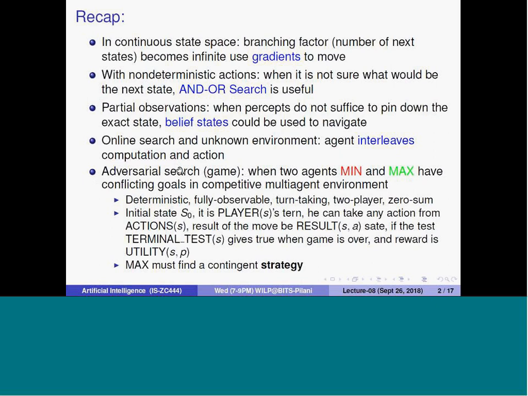Adversarial search happens in the case of games. For example, let's assume that you are playing a game of chess. You have a turn, and then the opponent has a turn. There are two players in the game. One is min, the opponent, and the other is max. You are the max player. Every time, what you want to find out is the win.